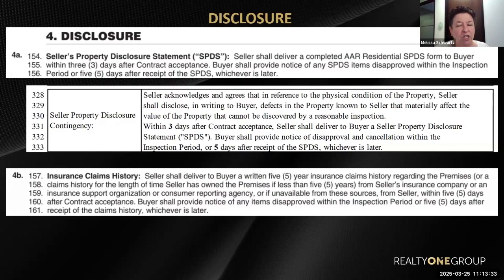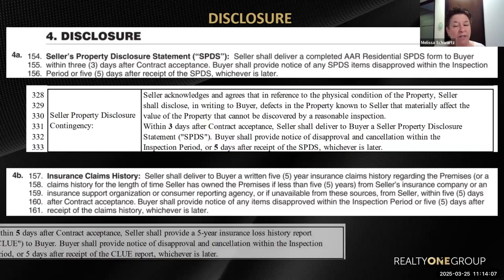So insurance claim history, this is what ours says, and I want to point out that the AAR contract says seller shall deliver a 5-year claims history regarding the premises, or for the time the seller's been on the property, if less than 5 years, from the insurance company or an insurance support organization or consumer reporting agency, or if unavailable from these sources, from the seller within 5 days, right? Buyer then has the 5 days to respond.